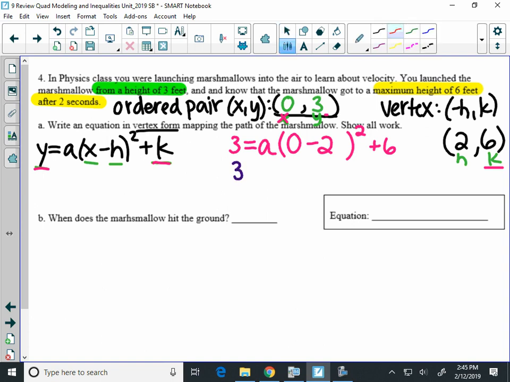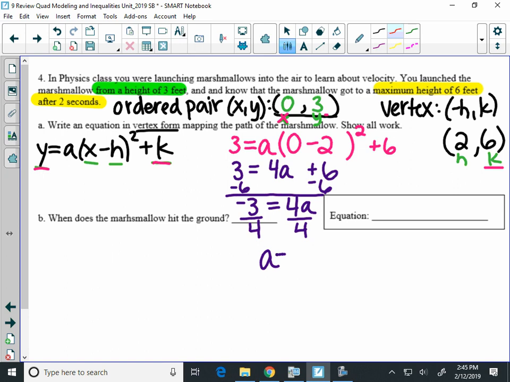So let's simplify. 3 equals a times, well, 0 minus 2 is negative 2 squared, which is 4, plus 6. Now this is 4a. I'm going to rewrite that as 4a so you don't get confused and add the 4 and the 6. And all you have to do is subtract 6, which gives you negative 3 equals 4a, and divide by 4. So the leading coefficient on this vertex form is negative 3/4.